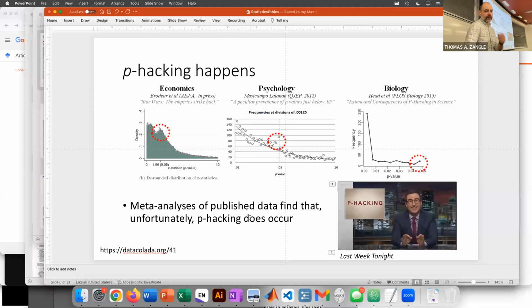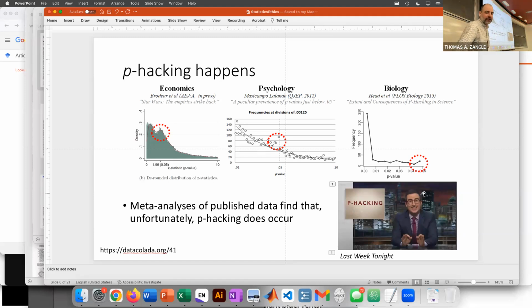And so meta-analyses of published data find that this does generally occur, and there's a Last Week Tonight little segment about p-hacking as well. So it's something to watch out for and something to avoid when you're doing your own analyses. Yeah, John Oliver on Last Week Tonight.